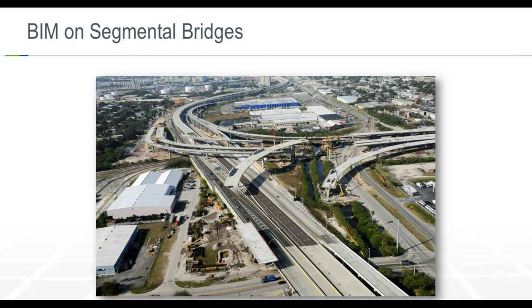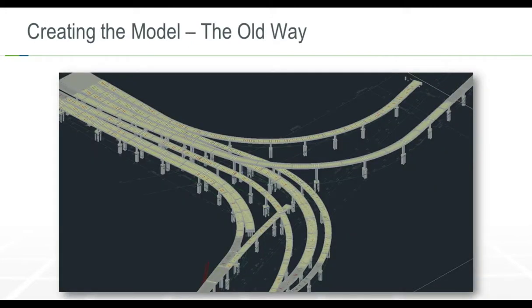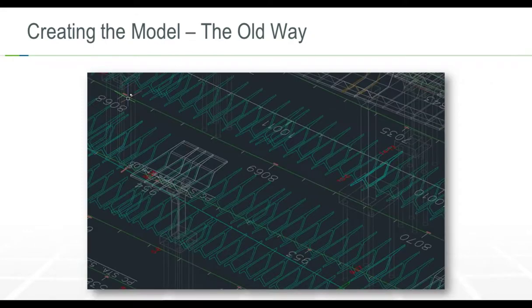Next job here, this is the I-4 connector down in Tampa, Florida. This was a very large segmental job, had over 2,600 different segments. And back then when we were creating the model for this particular job, we had to do things often the old way, which in this case involved a lot of custom scripts to generate the cross-sections that we would then align to segmental joint coordinates.